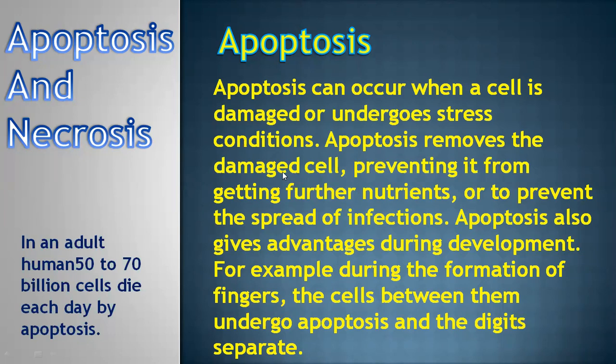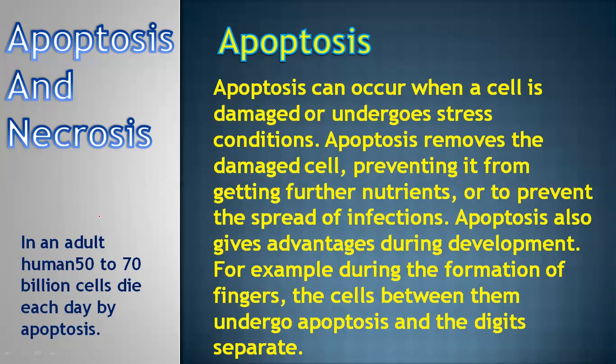Apoptosis removes the damaged cells, preventing them from getting further nutrients. Otherwise, they would get nutrients and proliferate in the whole body. So that is the natural process. For example, during the formation of fingers in the embryo, in the fetus, in the baby, the cells between them undergo apoptosis and the digits separate.